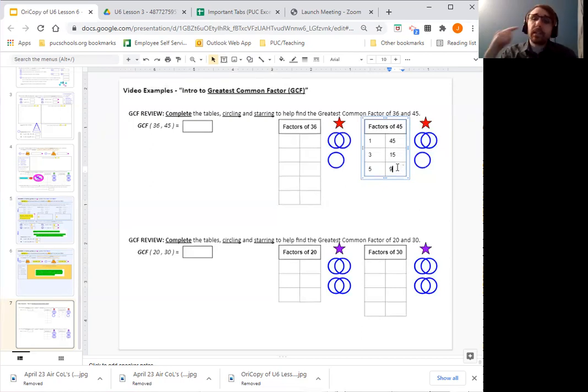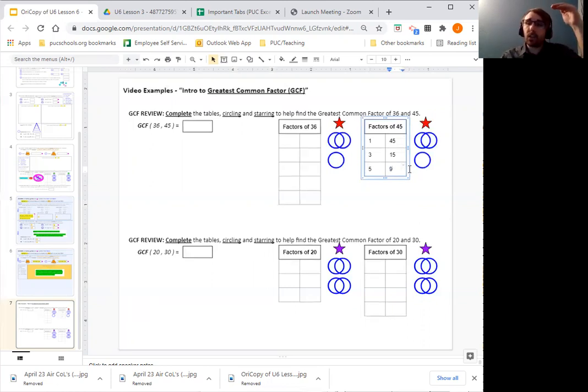Then I would keep going. 6 doesn't make 45, it makes 42. 7 doesn't make 45, it also makes 42. 8 can't make it because 2 and 4 didn't make it, and 2 and 4 both build up to 8. And then 9 would be the next one, but I see that there's already a 9. And so I'm done with my table for this one.